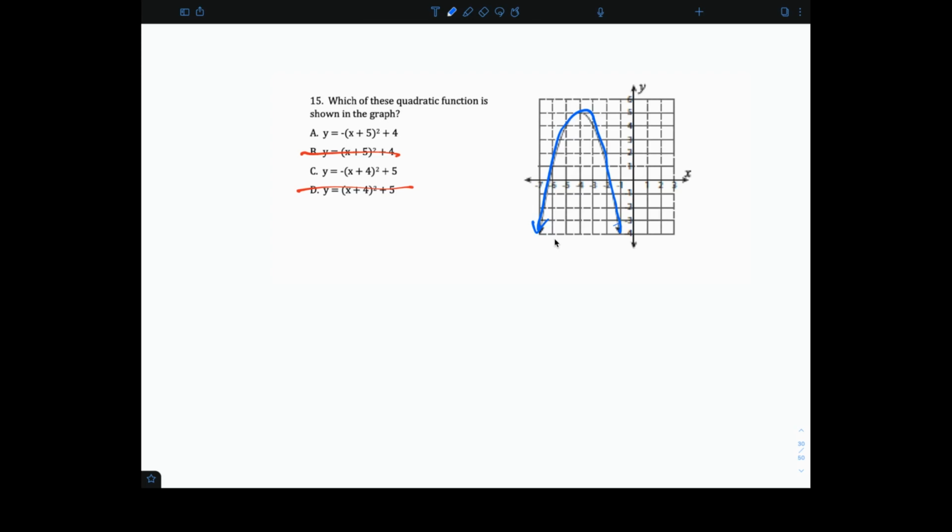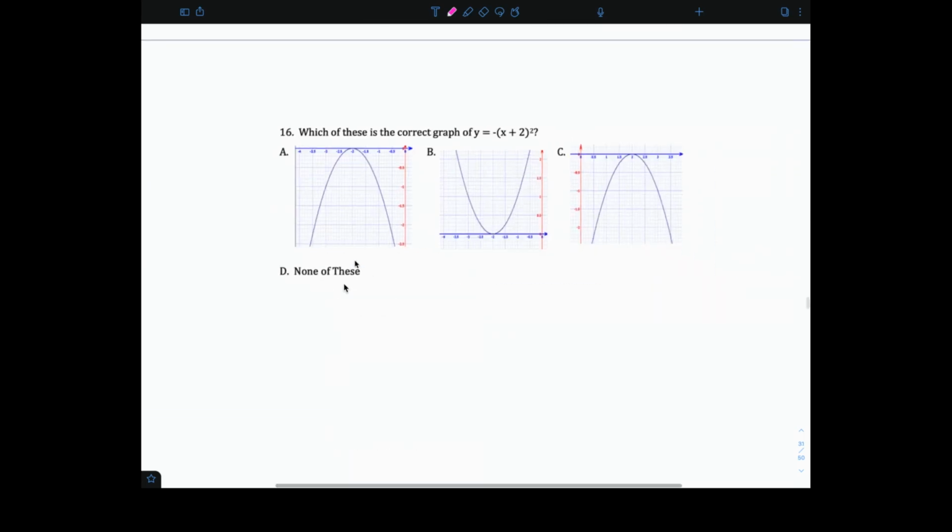I can also see clearly that this function has been shifted to the left 4 and has gone up 5. So to the left 4 means we're going to have plus 4. So that means A has to go away, and then up 5, which means C is the only answer choice that makes sense. I can't stress this enough. On something as high stakes as a final, you want to always make sure that you don't just choose the correct answer, but eliminate the wrong ones. Okay, there should only be one that sticks out.